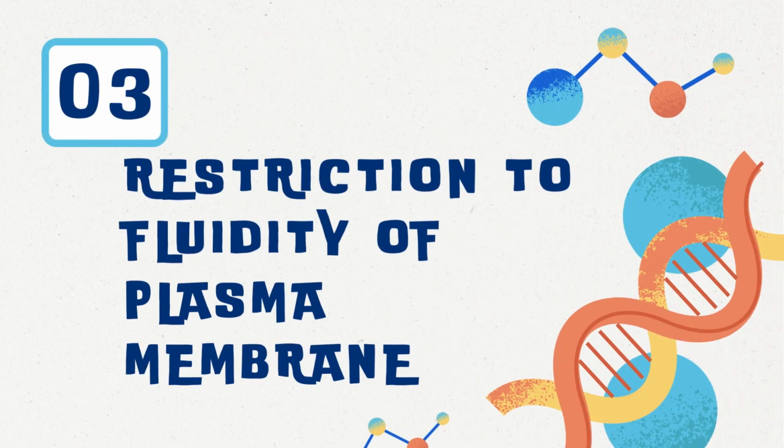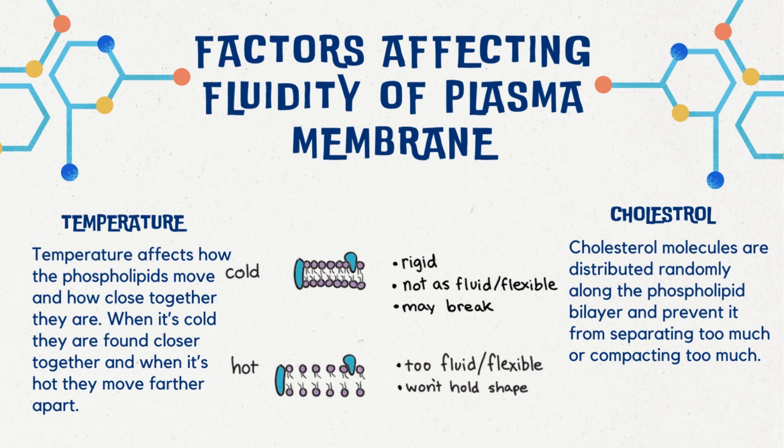Restriction to fluidity of plasma membrane. Temperature affects how the phospholipids move and how close together they are. When it's cold, they are found closer together, and when it's hot, they move farther apart. Cholesterol molecules are distributed randomly along the phospholipid bilayer and prevent it from separating too much or compacting too much.